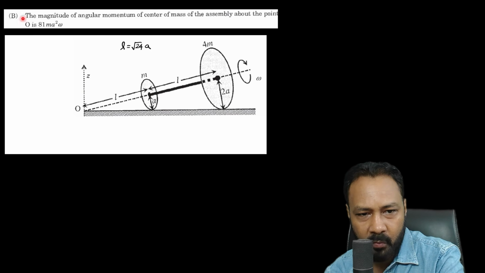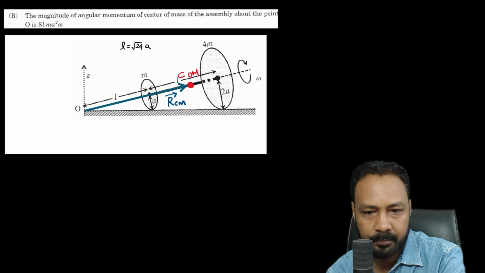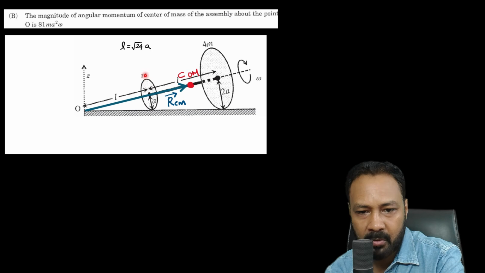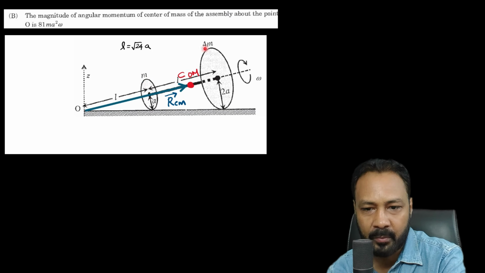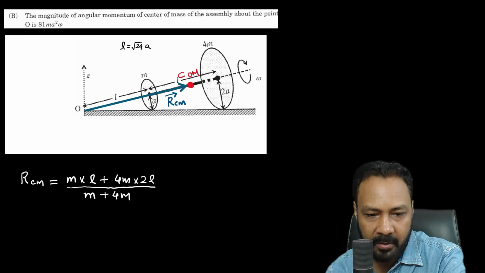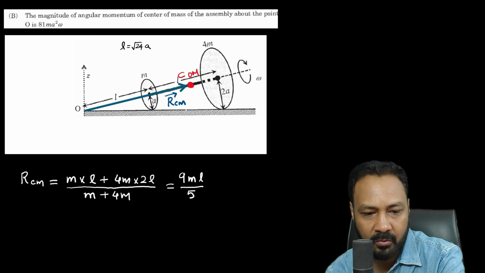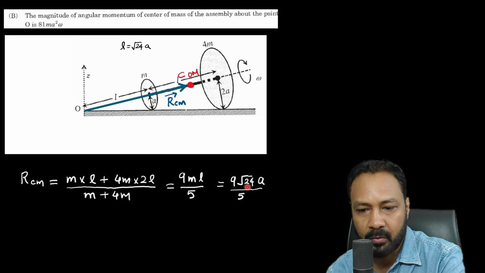And now we want to find the magnitude of angular momentum of the center of mass of the assembly about the point O. So for that we need to locate the center of mass. So suppose the center of mass is obviously somewhere here. Suppose the center of mass is at a distance of RCM from O. And for this I can put the whole mass m at the center of this disk and 4m at the center of this disk. So RCM would be m into L plus 4m into 2L divided by m plus 4m. So put that in, we'll get 9L by 5, and L is root 24 a, so that would be 9 root 24 a by 5.